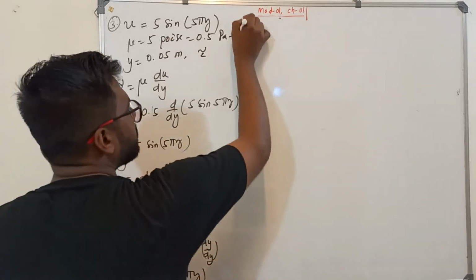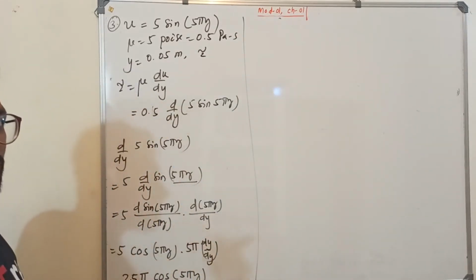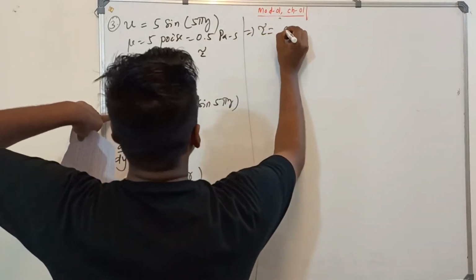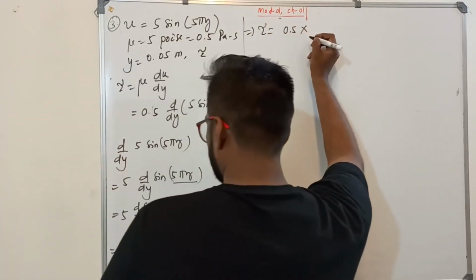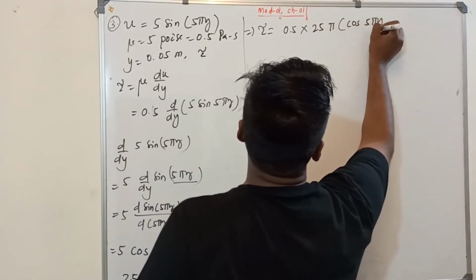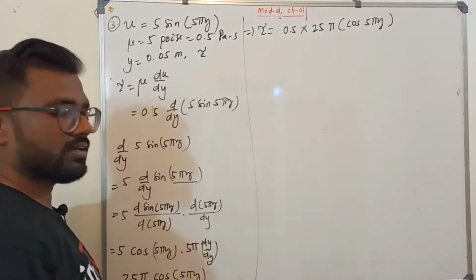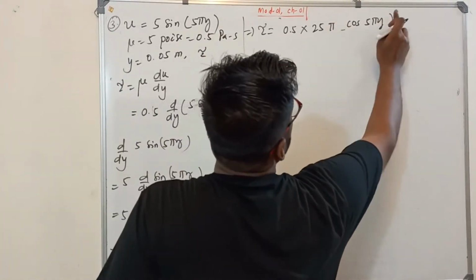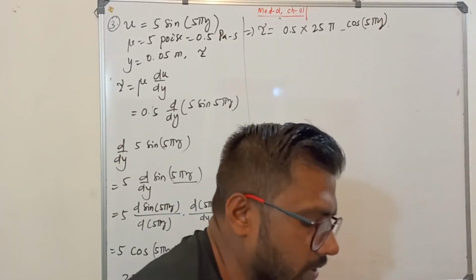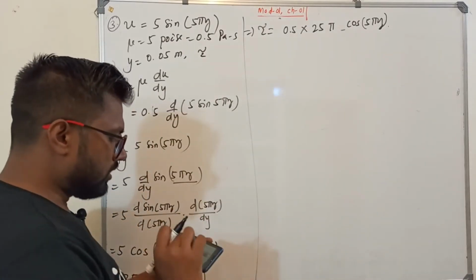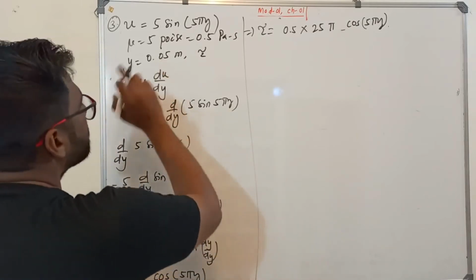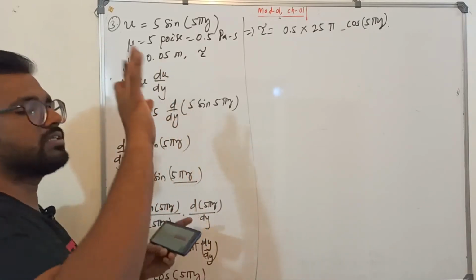It's very easy. I'll tell you what the tricky part is. Now to get tau, tau is equal to 0.5 into 25 pi into cos 5 pi y. Some students cannot give me the answer because they start typing fast: 5, then pi, then the y value, which is 0.05. And here they do it wrong.